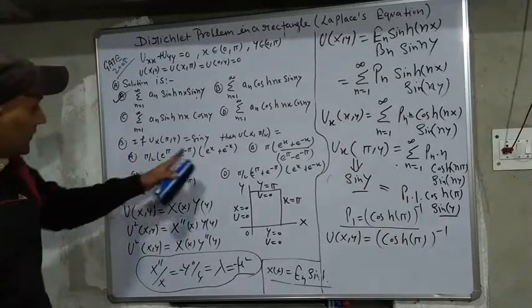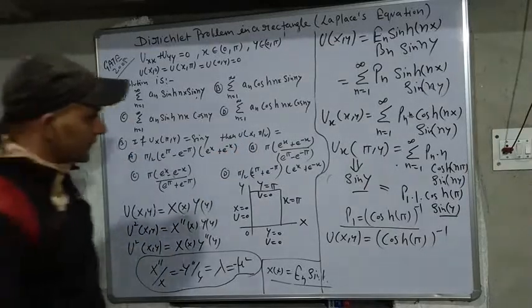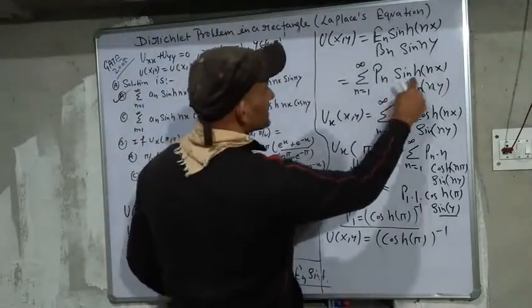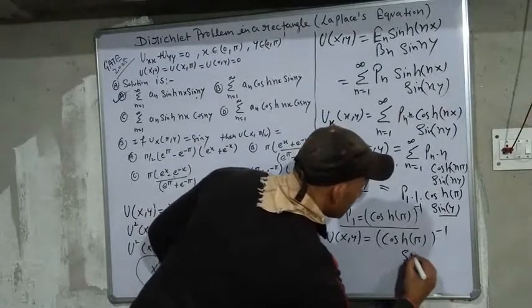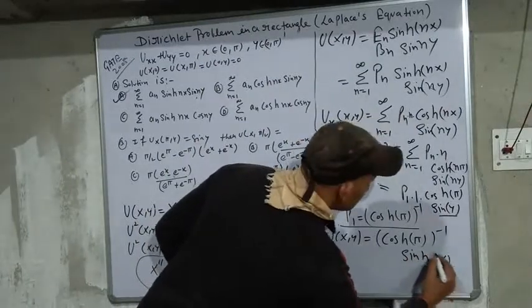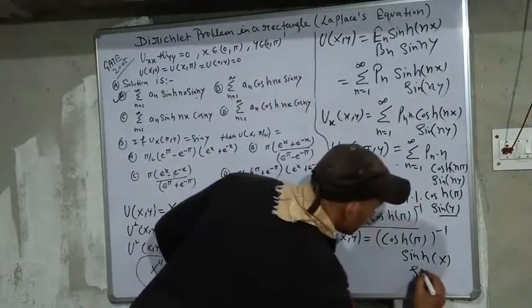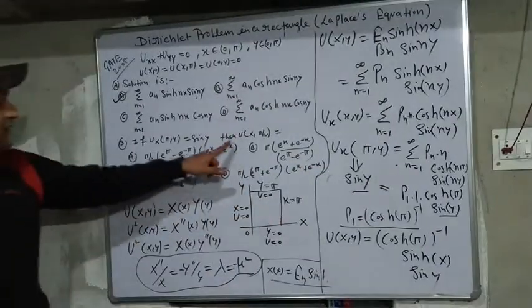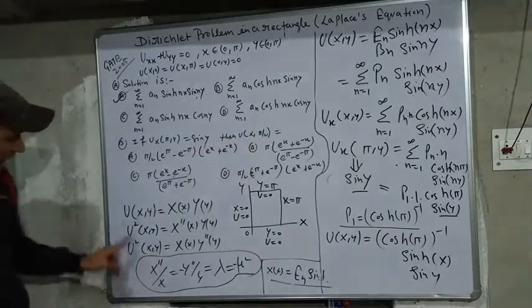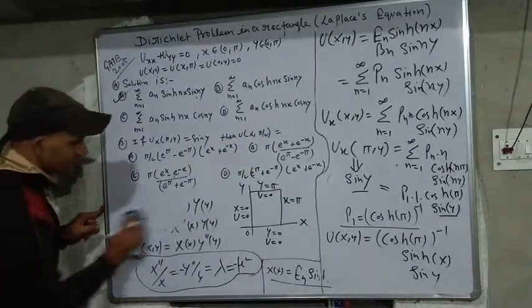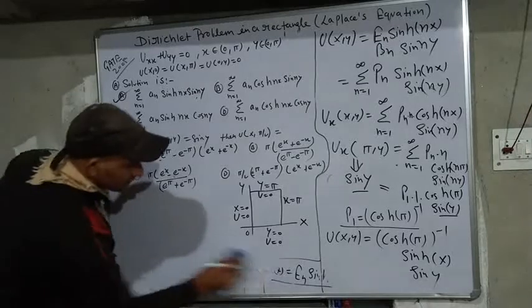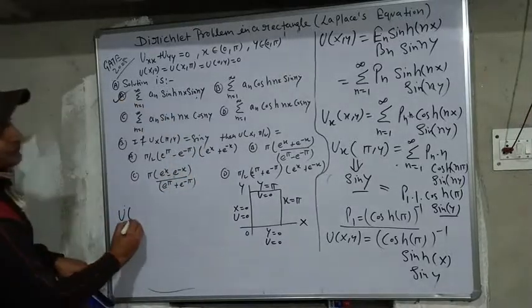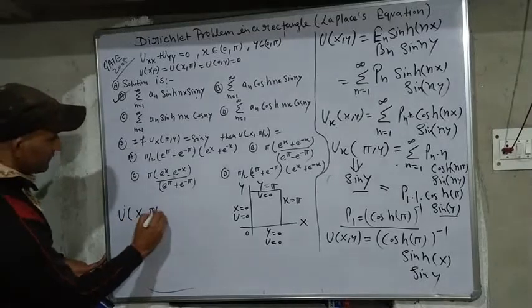So we have to solve u(x, pi/2). So u(x, y) is equal to this, p1 is equal to this one, and sine of 1 times x, it is sine hyperbolic x, and this is sine y. So this is your solution. We have got the solution, but he is asking u(x, pi/2). Again I will erase it. Okay, so he is asking u of x and pi by 2.